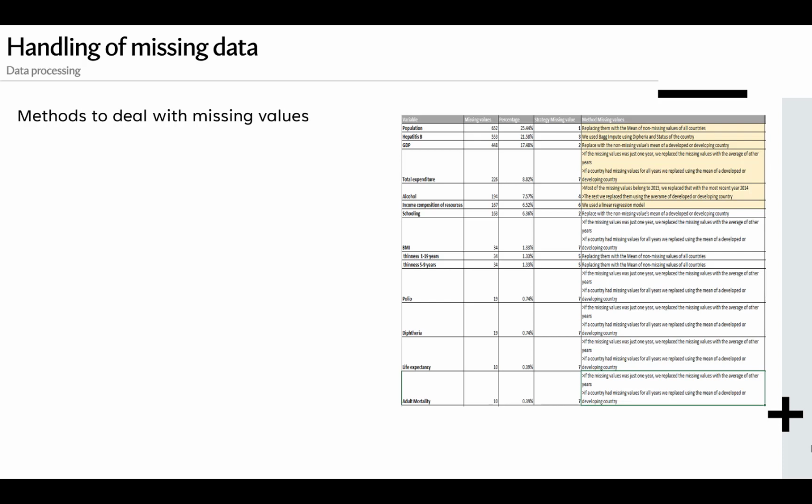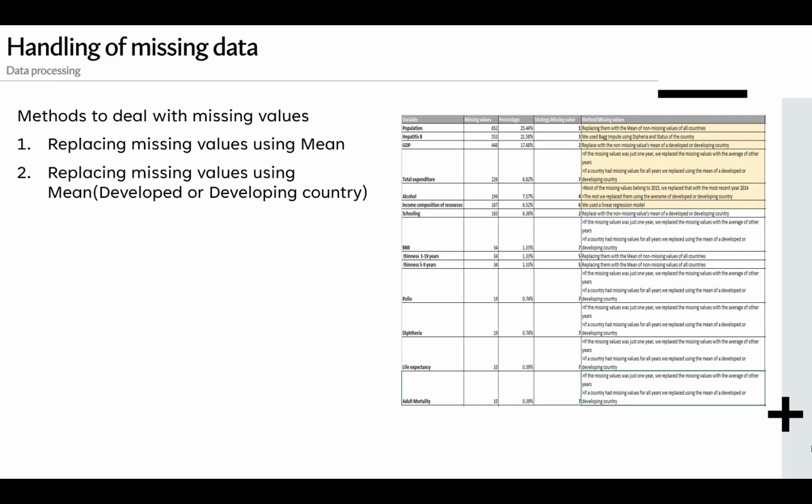We found that using just one approach for dealing with the missing observations was not the most effective way. As a result, we used different imputation strategies to address this problem. The first one, replacing missing values using the mean. This strategy is the most basic one, and we use it for some predictors that didn't have any relationship with other predictors, like population. Strategy 2, replacing missing values with the mean of all developed countries or developing countries.